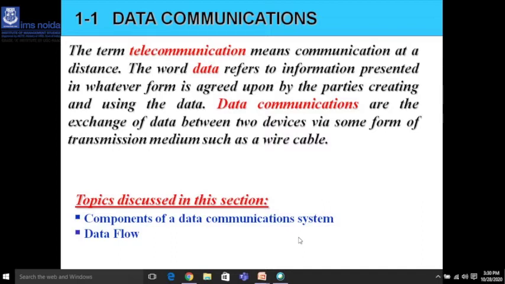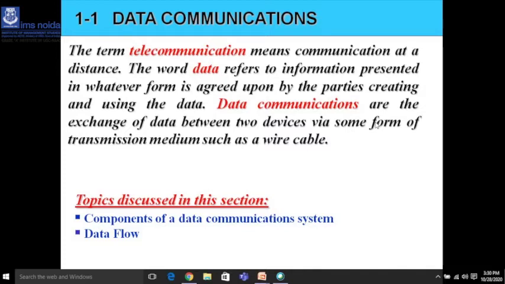This is basically the introductory part of data communication. We use this terminology in computer networks, but what I saw in your course is that they have given just an introductory part of each and every topic. Okay, so what is data communication?